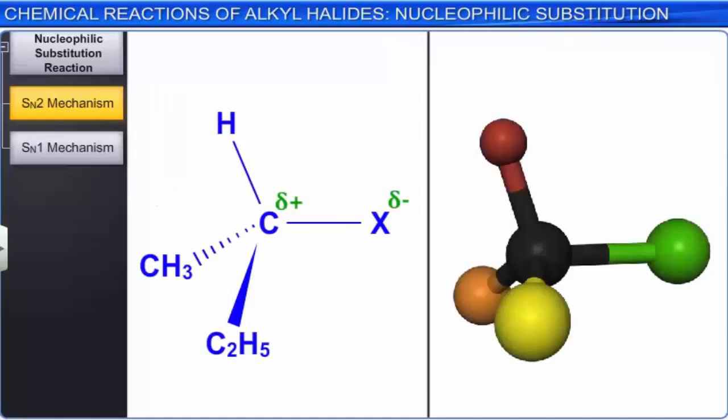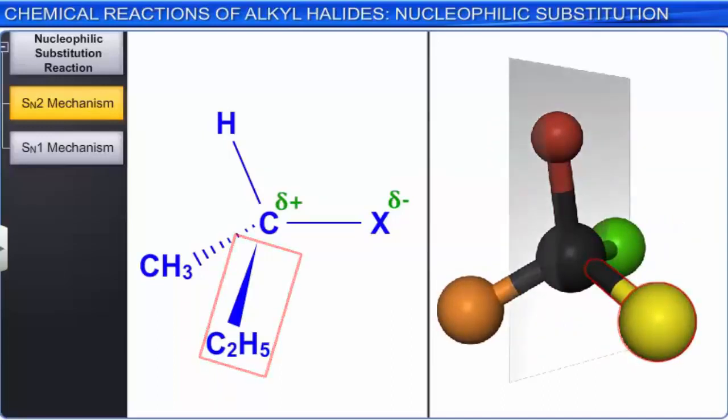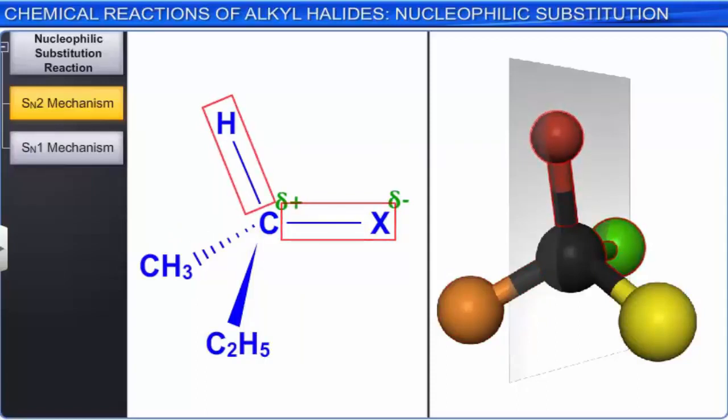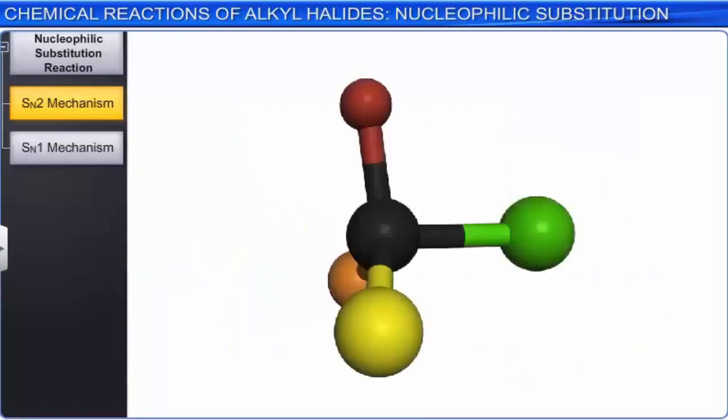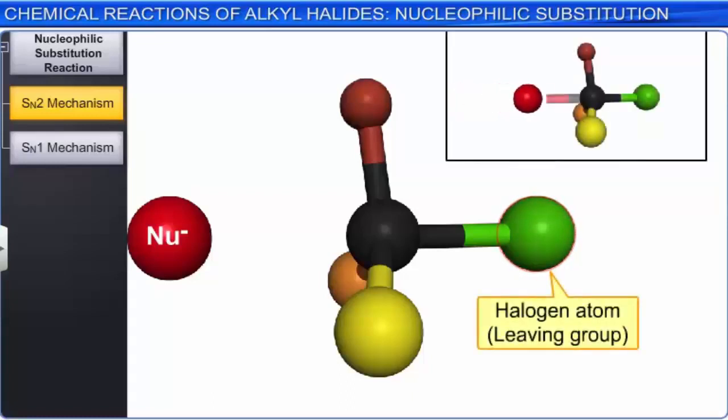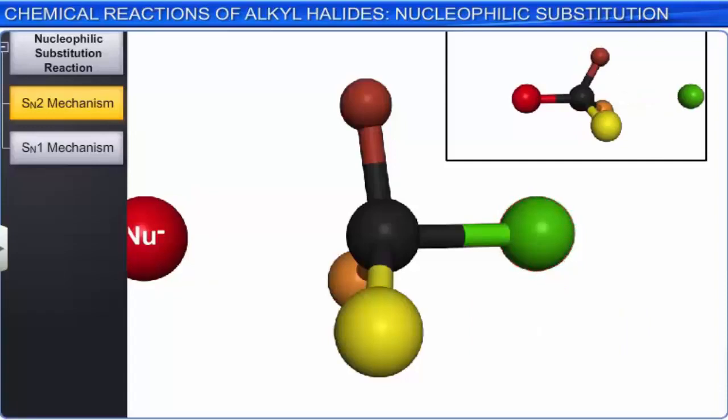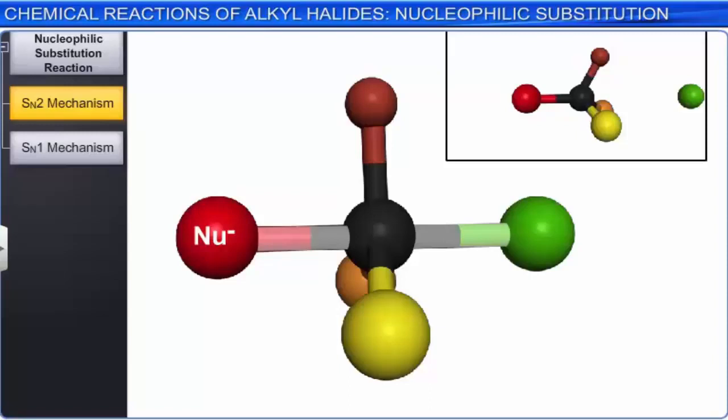Take note of the three-dimensional arrangement of the atoms around the carbon in the alkyl halide. The solid wedge is used to show the bonds coming out of the plane of the screen. The dashed lines show bonds going down the plane of the screen, while the straight lines represent the bonds in the plane of the screen. In the SN2 mechanism, the nucleophile attacks from the back of the molecule on the opposite side from the halogen atom, the leaving group in this reaction. The leaving group leaves simultaneously. This is described as a concerted mechanism.